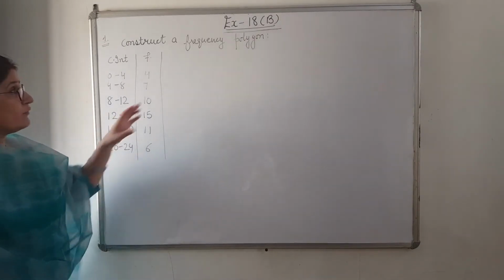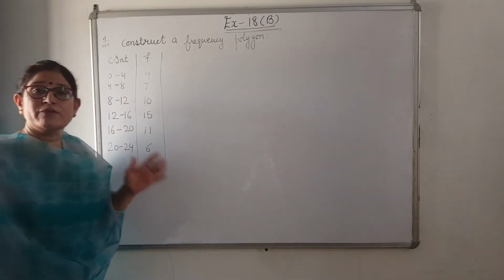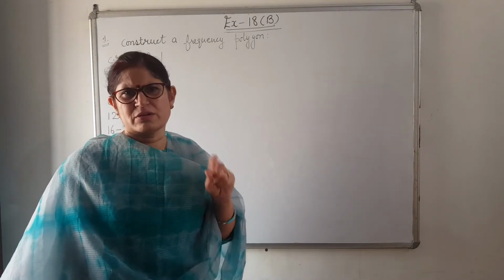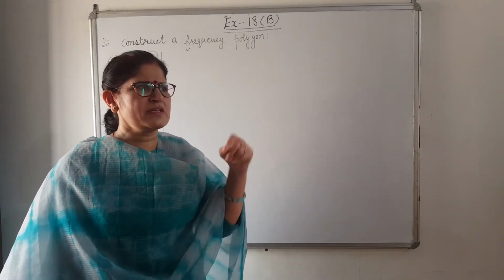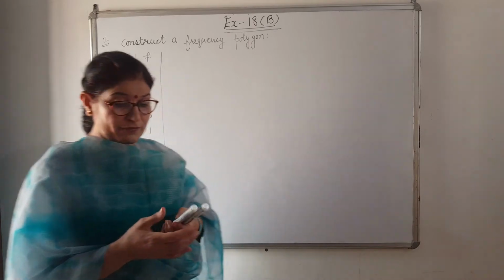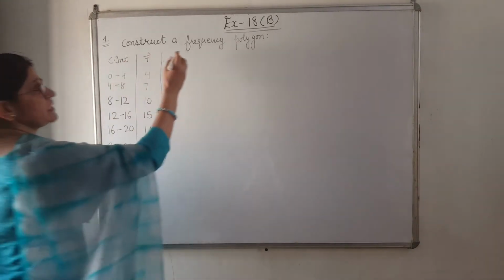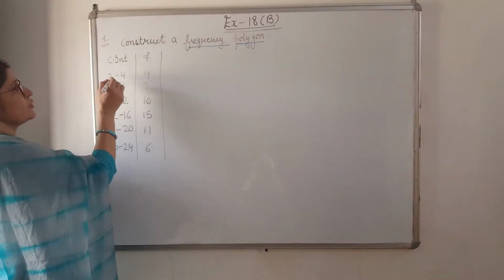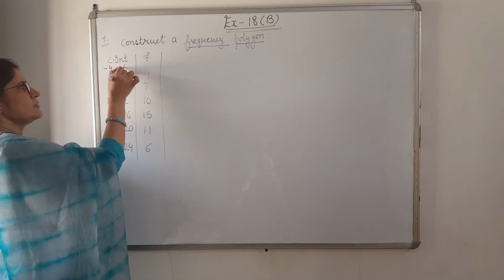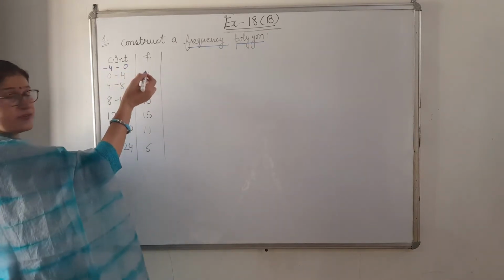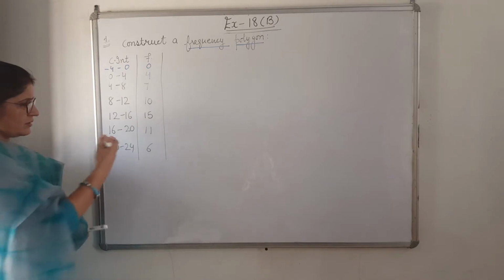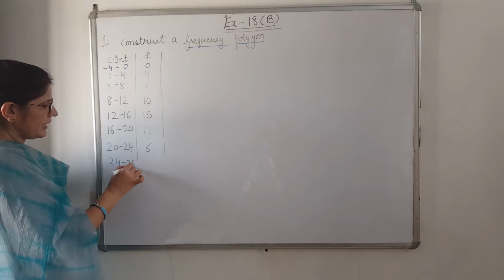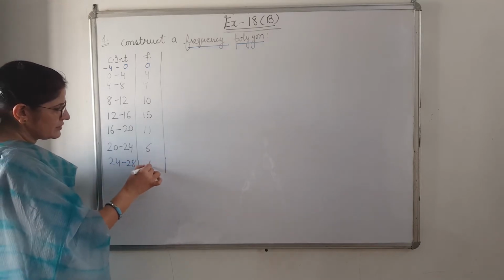So what will we do now? We have to find the frequency polygon. They have not said whether to use a histogram or not, but it is good to go with the histogram, otherwise sometimes you mark the point wrong. But before that, whenever the frequency polygon is asked, you have to take one previous class interval, so it will be minus 4 to 0, and the frequency will be 0. And at the end you have to take the next one, 24 to 28, where the frequency is also 0.